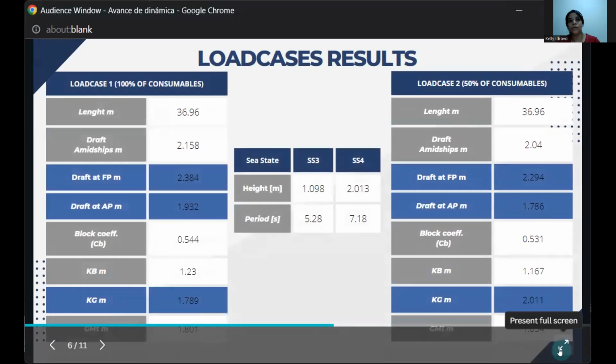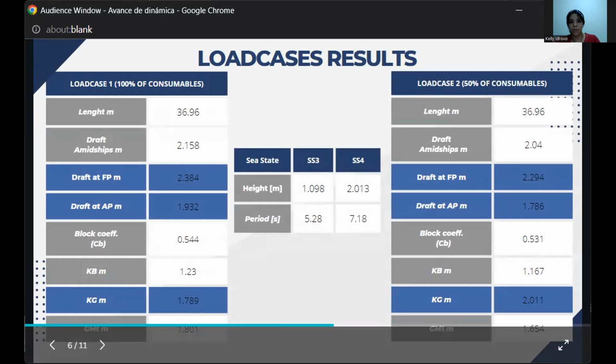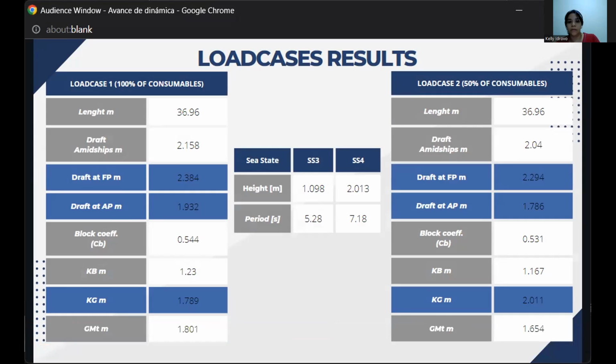This is the result after setting our model in MaxSurf Stability. So we get the KG and the GMT. As you can see between the two load cases, the KG of the second one rises up. It makes sense because we lose some weight. And the GMT.